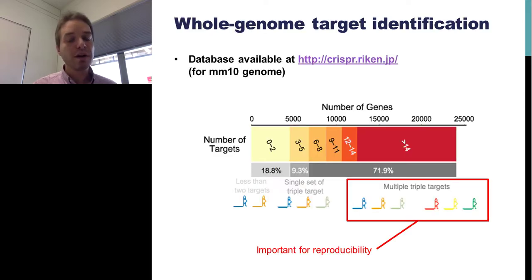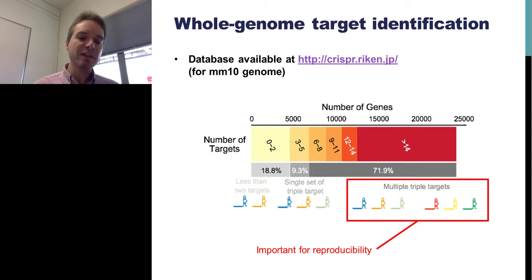So we've released that for the mouse genome, and it's available at CRISPR.RIKEN.jp. And so in terms of stats, what we found is that for most genes, we found a lot of targets. Some genes, even with these strict rules, we found hundreds of targets. But the interesting thing is that for roughly 72% of the genes, we found at least 6 targets.